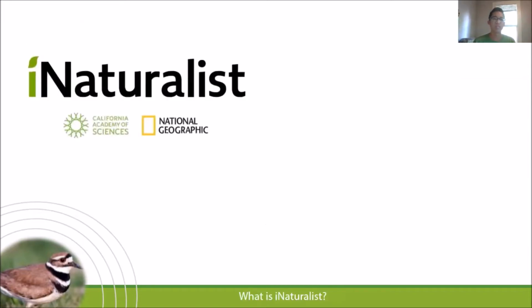iNaturalist is a free app that you can download on both iOS and Android. It's basically a photography-based app that identifies species of any living organism that you are able to get a photograph of. You can also use audio as well. Photos or audio will help you identify species. The data that you take a picture of is then submitted to an international data set, where researchers from around the world can access that data.